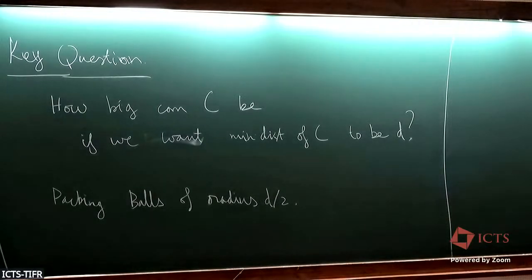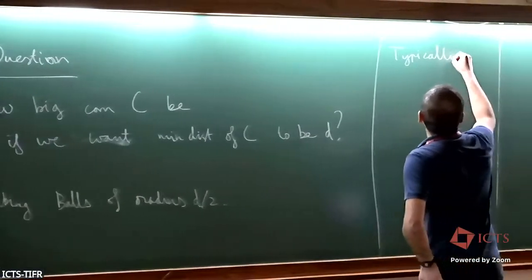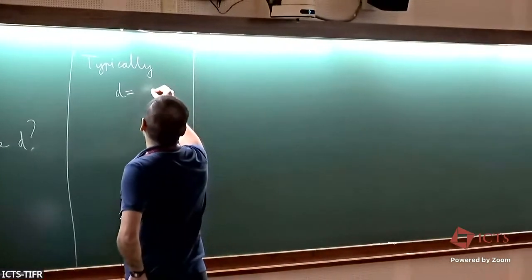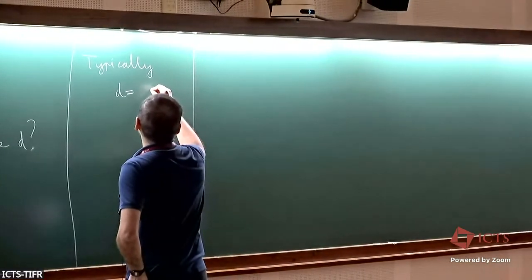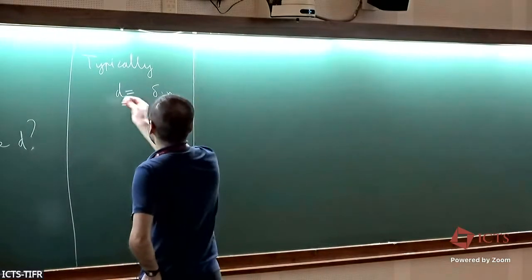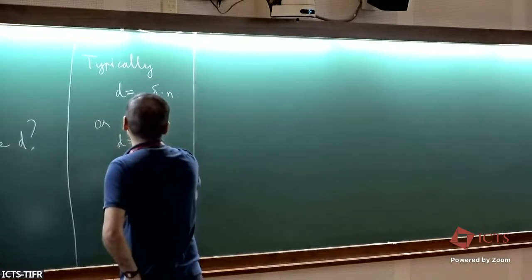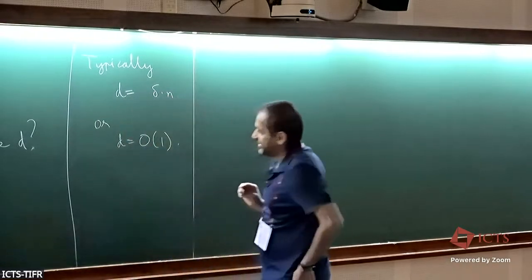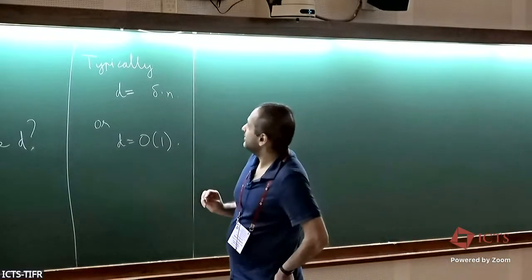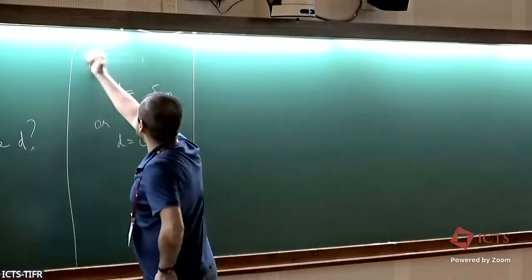Okay, so typically d equals delta times n is one asymptotic, or d equals order 1. That's another nice asymptotic. I don't know if I want to say typically. So good setting, yeah, good setting.